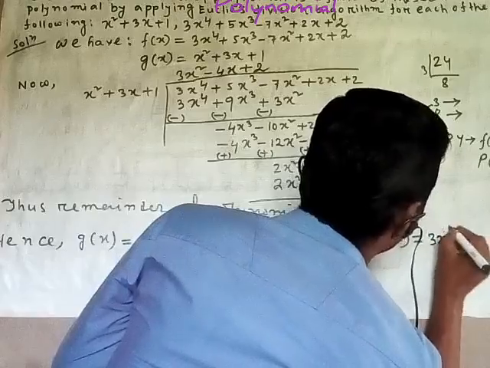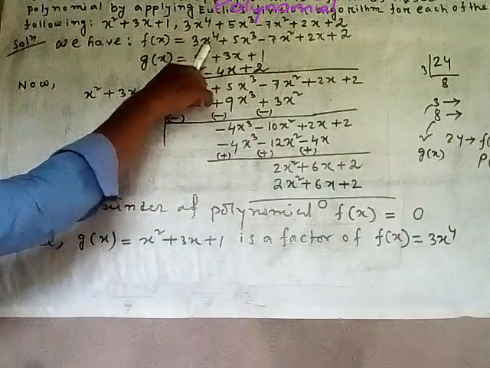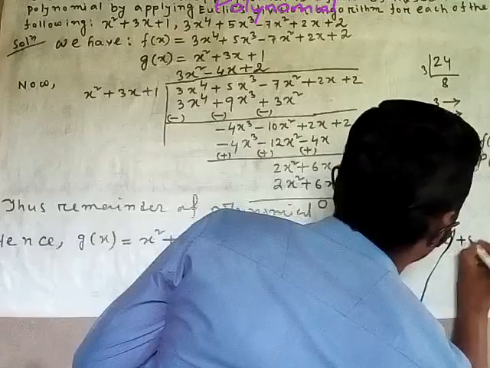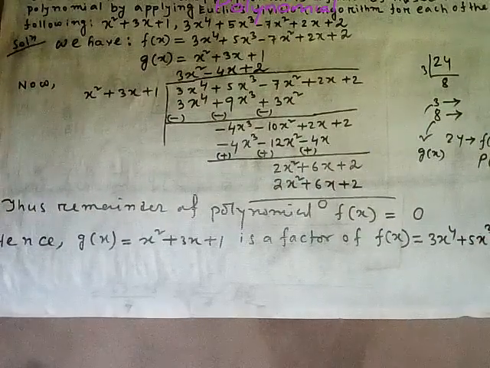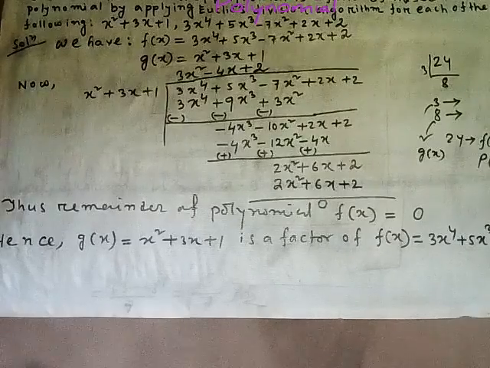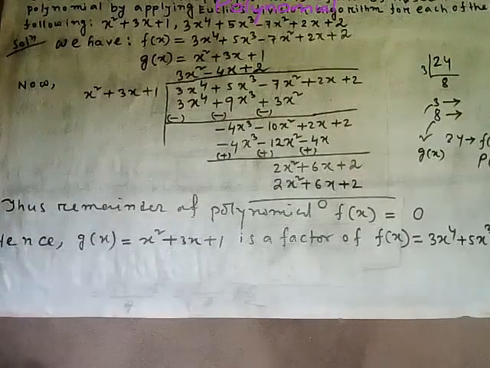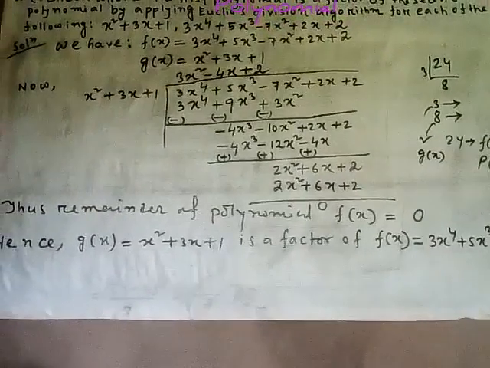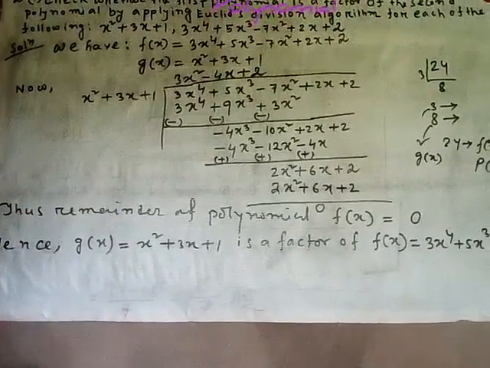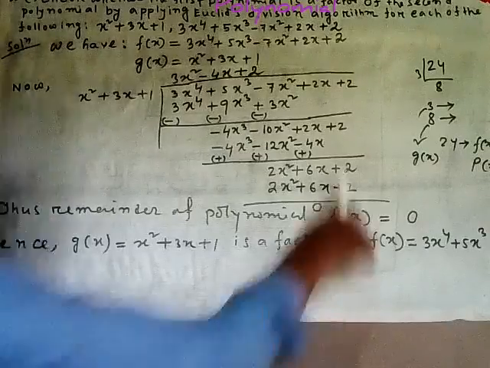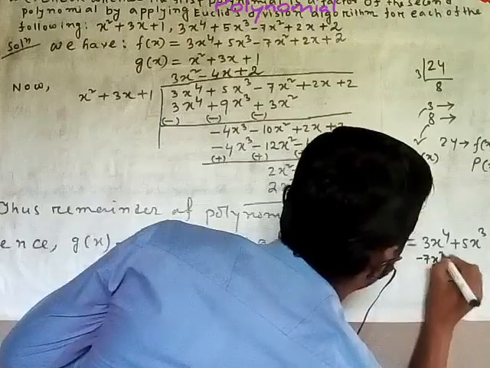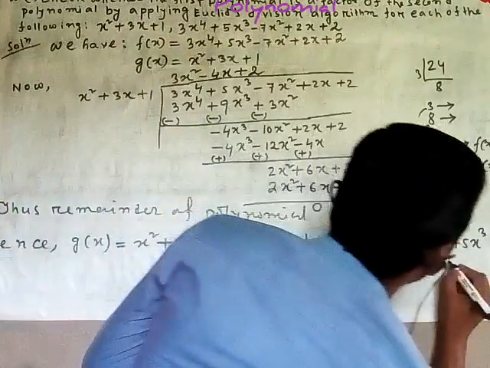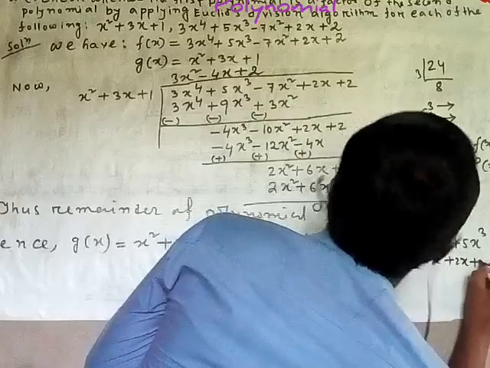f(x) equal to what? Write down 3x to the power 4 plus 5x cube, then minus 7x square, then plus 2x plus 2.